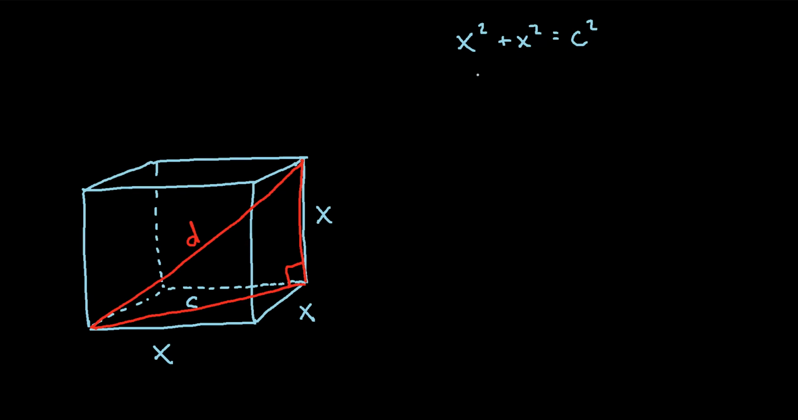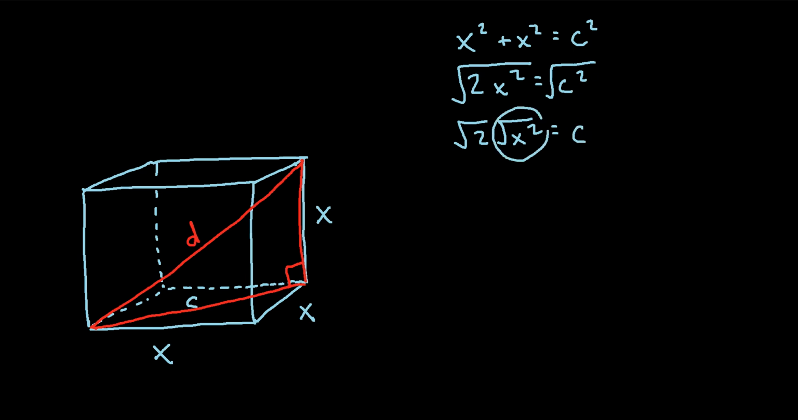So x squared plus x squared, that's 2x squared, is equal to c squared. To solve for c, we just need to take the square root of each side. So on this left side, we can rewrite this as the square root of 2 times the square root of x squared. And on the right-hand side, we just get the square root of c squared, which is c. So we'll notice that the square root of x squared, that's just x. So we can say root 2 times x is equal to c. So we just found this length right here, this c, and we know what this side length is, that we said would be x. And now we have everything we need to figure out the diagonal length.